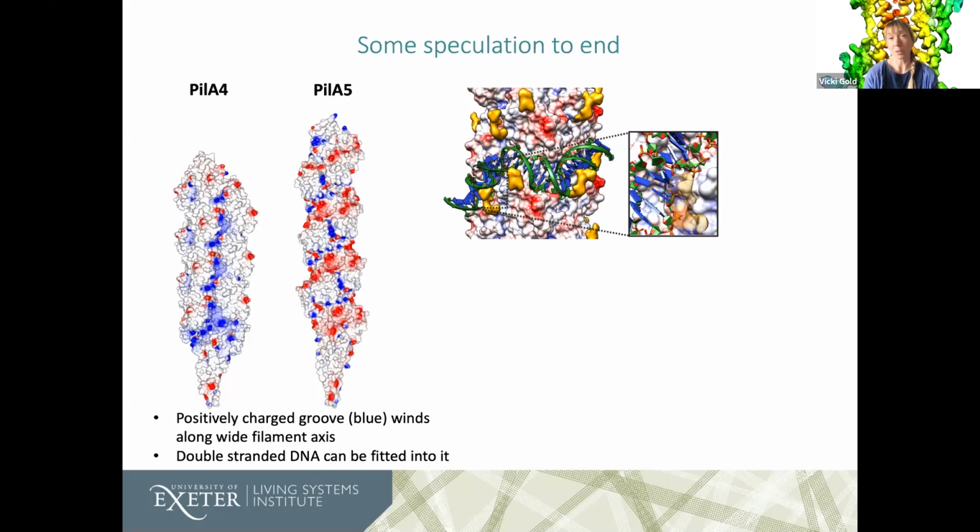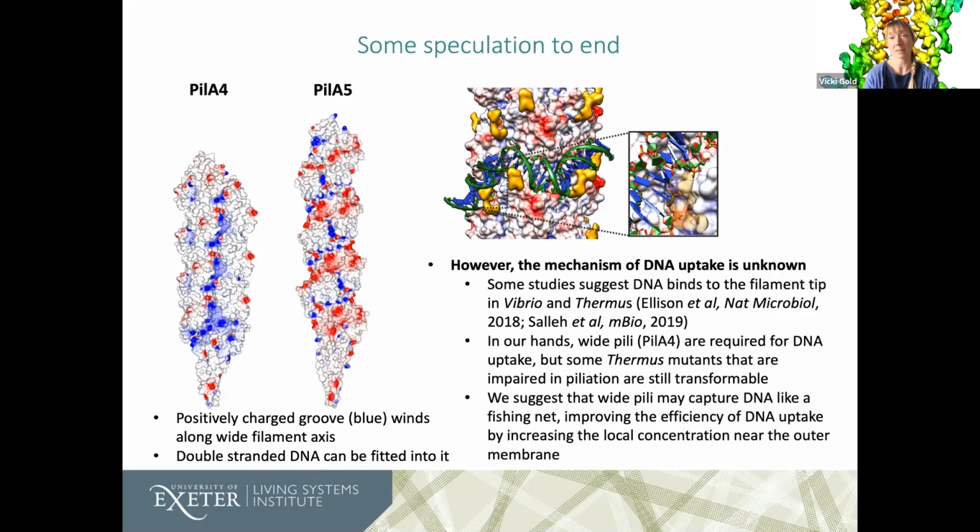And whilst other groups have also suggested that DNA could bind to the filaments, recently some other groups have shown that DNA may bind to the tip of filaments. But what we can say in our hands is that certainly when we mutate PIL-A4, we don't have any DNA uptake anymore. So it seems like the wide filaments are required for natural transformation.